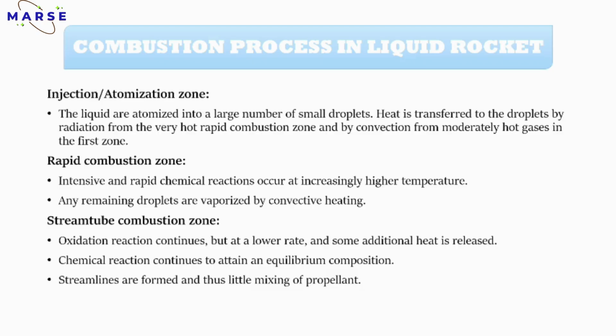Then the last one is the stream tube type. The oxidation reaction continues, but at a lower rate, and some additional heat is released. The chemical reaction continues to attain the equilibrium composition. The streamlines are formed, and thus there is little mixing of propellant. Got it? It means in the stream tube combustion zone, streamlined flames are formed. Understood? Okay, so this is all about the combustion zones.